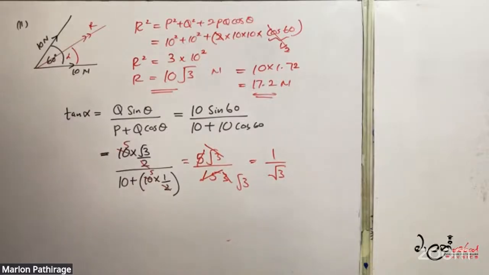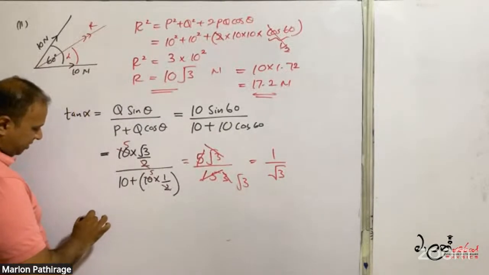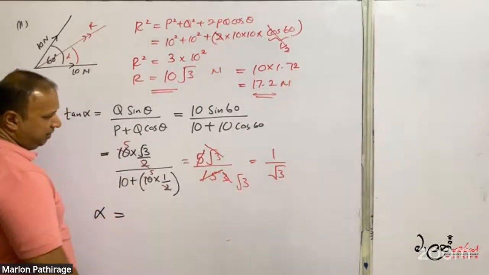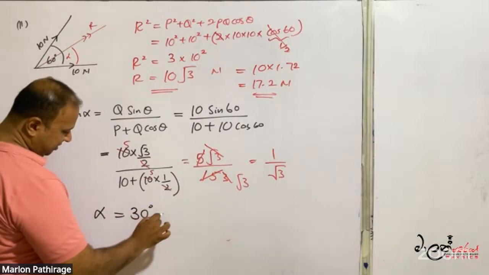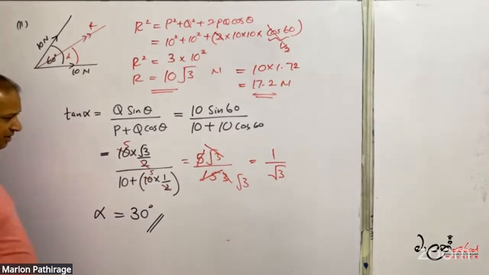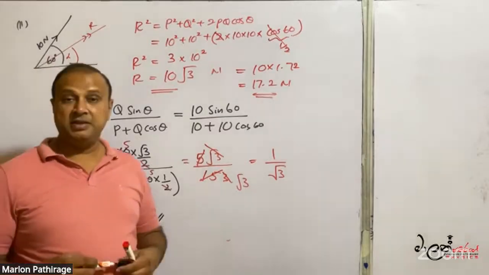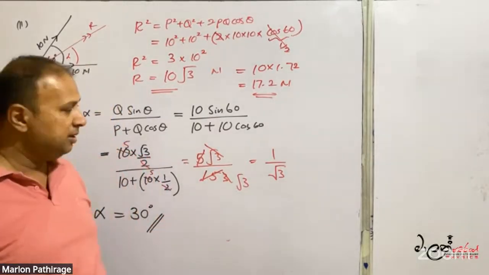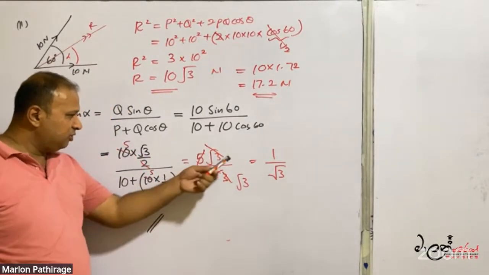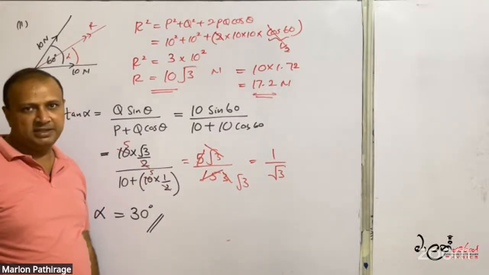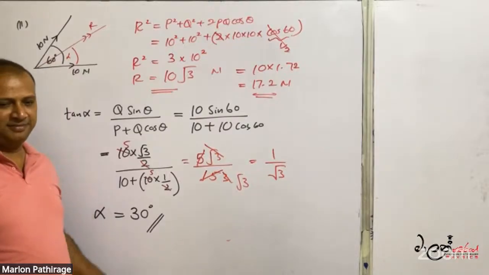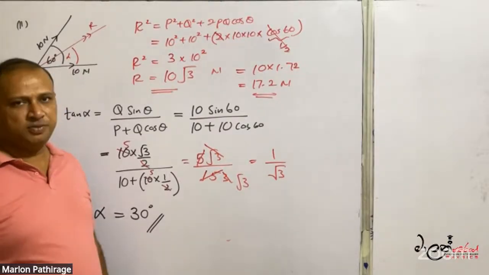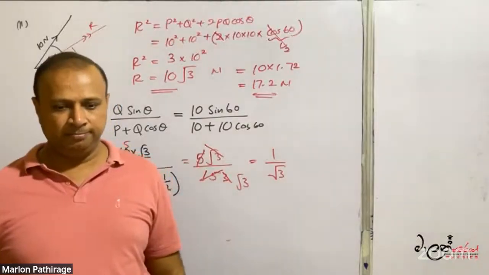Therefore, tan alpha is equal to 1 over root 3. Therefore, alpha is 30 degrees, because tan 30 is equal to 1 over root 3. So if you got these answers, please raise your hand. My answers are better than two.